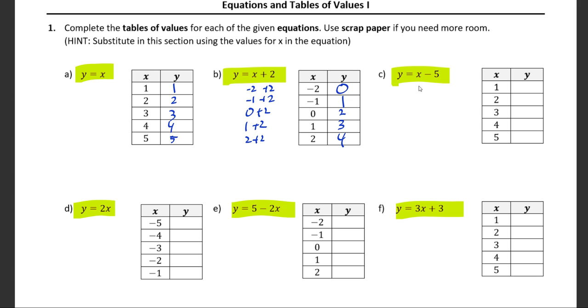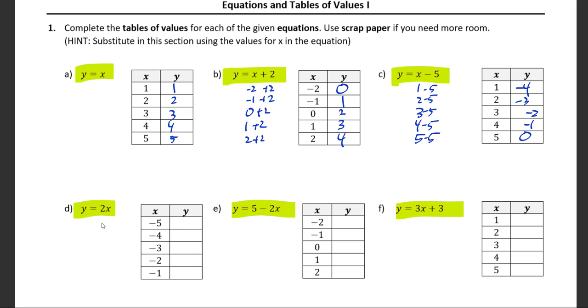Here, if we have x minus 5, this will be 1 minus 5, and 2 minus 5, and 3 minus 5, and 4 minus 5, and 5 minus 5. So that should be these values, negative 4, negative 3, negative 2, negative 1, and 0.